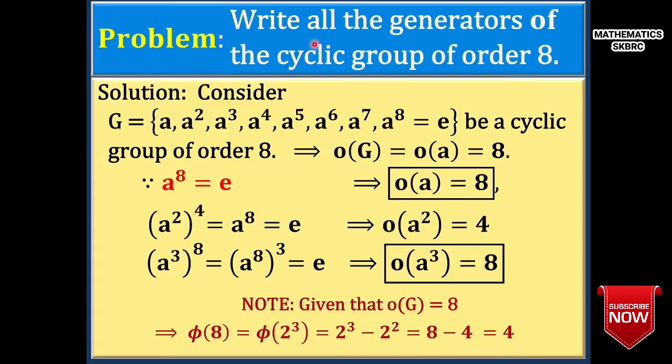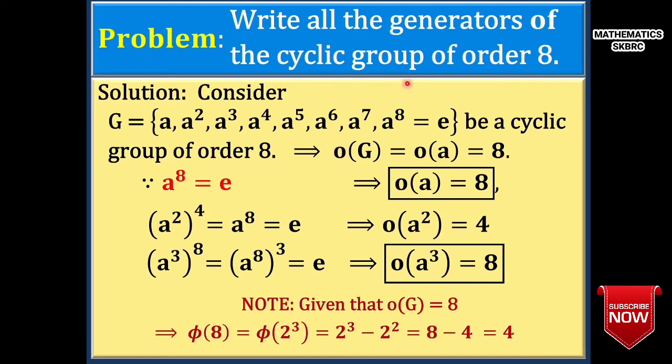Important problem. Write all the generators of the cyclic group of order 8. Consider a cyclic group of order 8. G is equal to the set of A, A square, A cube, A power 4, A power 5, A power 6, A power 7 and A power 8 equal to E. Here G contains 8 distinct elements. Then we write order of G is equal to order of A is equal to 8, where A is a generator of G. Given that A power 8 is equal to E, that gives order of A is equal to 8. Since A power n is equal to E gives order of A is n, where n is the least positive integer.